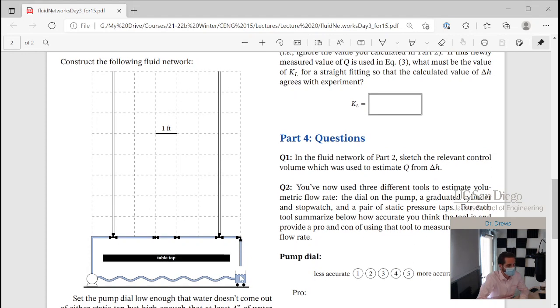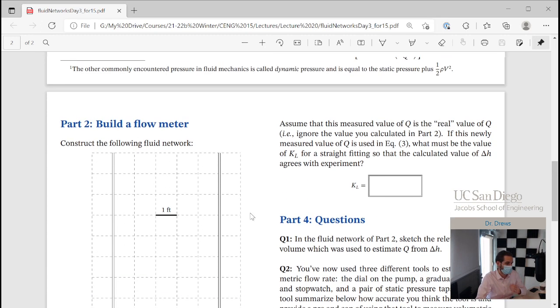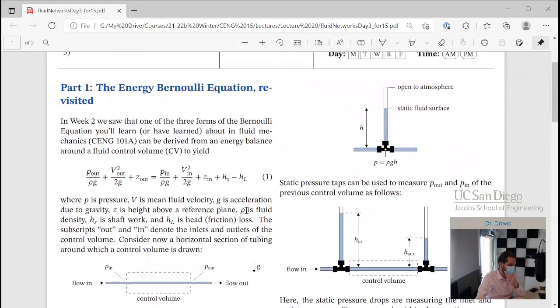You've got a little reservoir of water down here on the bottom. Water flows through a flexible tube into a pump, and the pump pumps it up, over, and then it'll rise a little bit in one of these stems. It'll go over and rise a little bit in the other stem, and then come out the other side. We can relate the height difference between those two, what are called static pressure taps, to the flow rate through an energy balance. And the energy balance is something that you'll pick up in 101A. That's equation 1 up here.